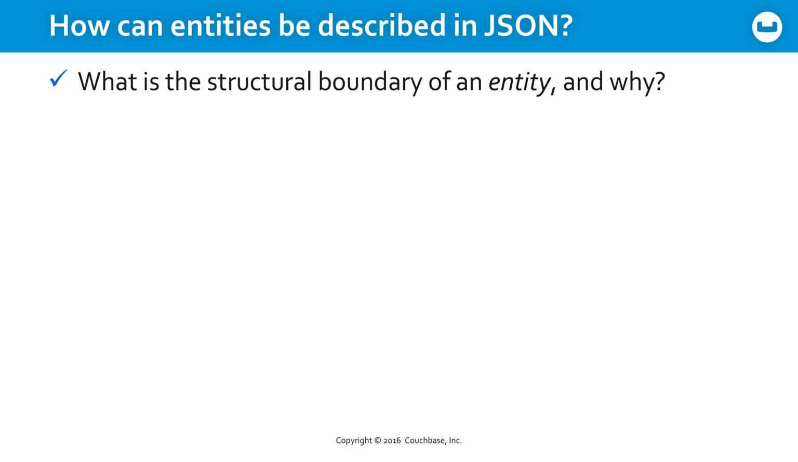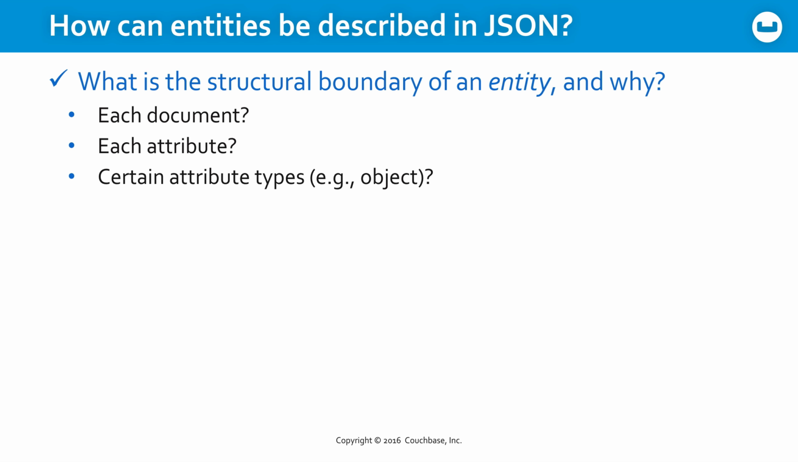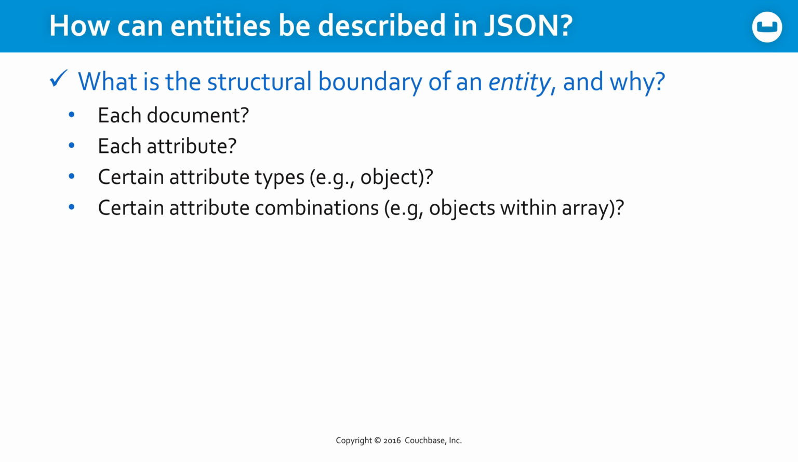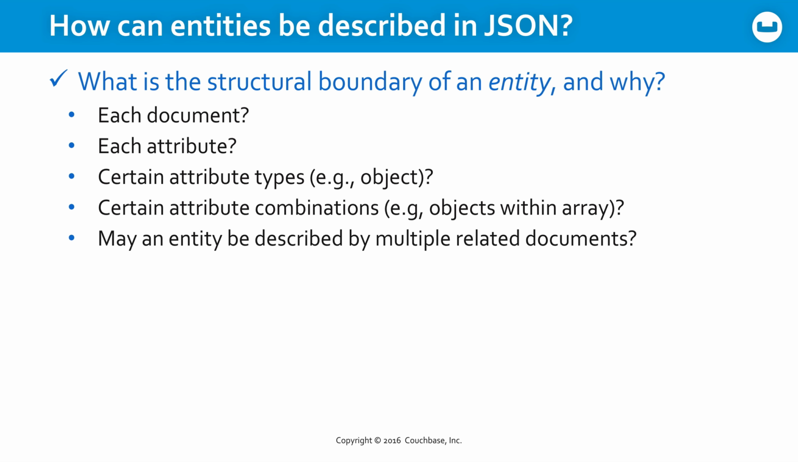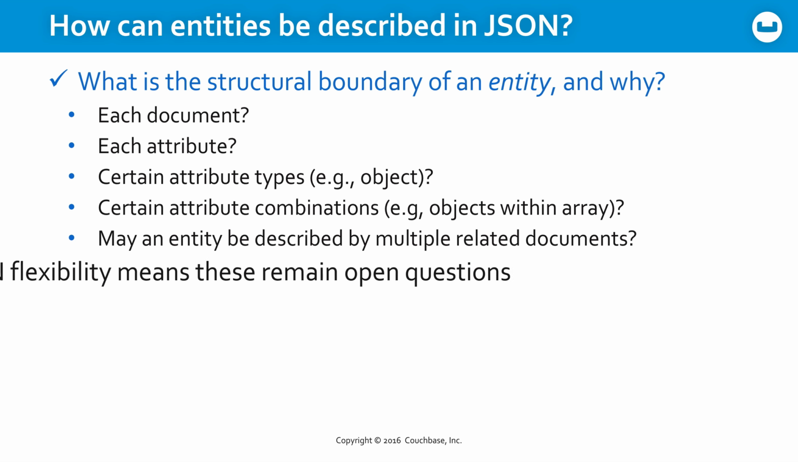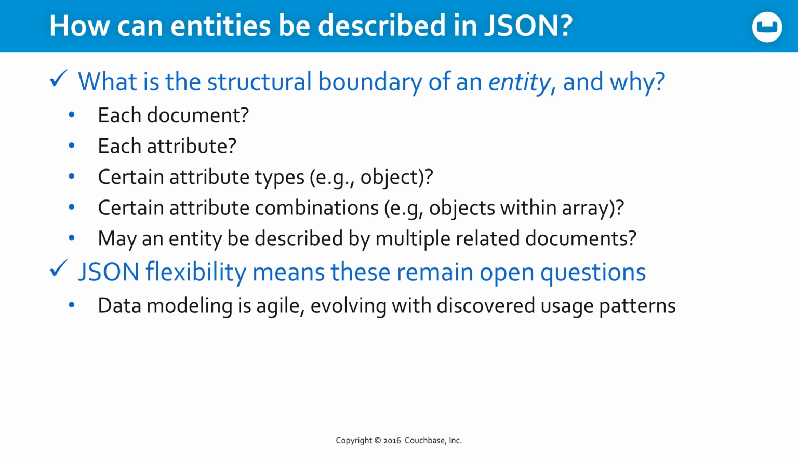So in JSON, you have to think about what is the structural boundary of an entity and why. Is it each document, each attribute, certain attribute types, certain combinations of attributes? Could an entity be described by multiple related documents? Well, JSON is flexible, and all these remain open questions because ultimately you could do it in any of these ways. The data modeling is agile, and it's going to evolve with your discovered usage patterns.